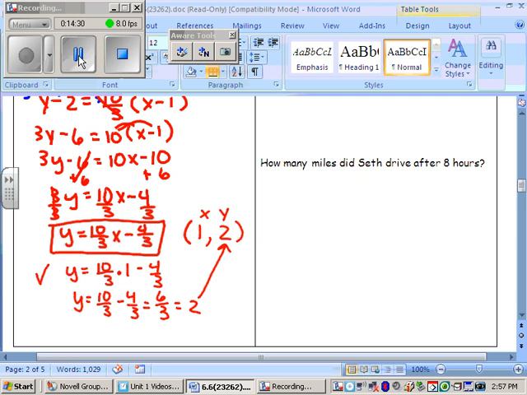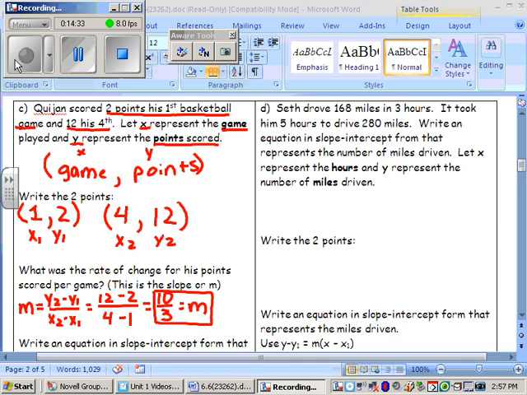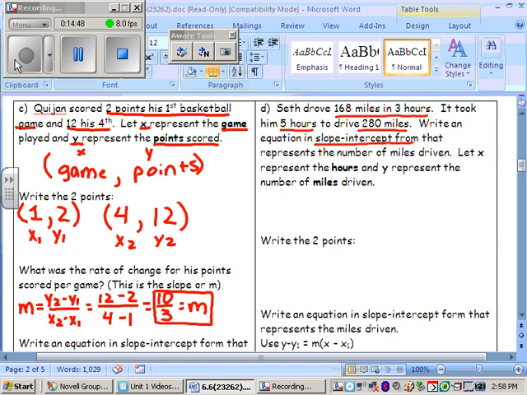Let's take a look at example D. Example D says, Seth drove 168 miles in 3 hours. It took him 5 hours to drive 280 miles. Write an equation in slope-intercept form that represents the number of miles driven. And again, here's the important part. It tells you that x is the hours, and that y is the number of miles driven. So make a note of that: x is the hours, and y is the number of miles driven, because that will guide you as you write your 2 points.